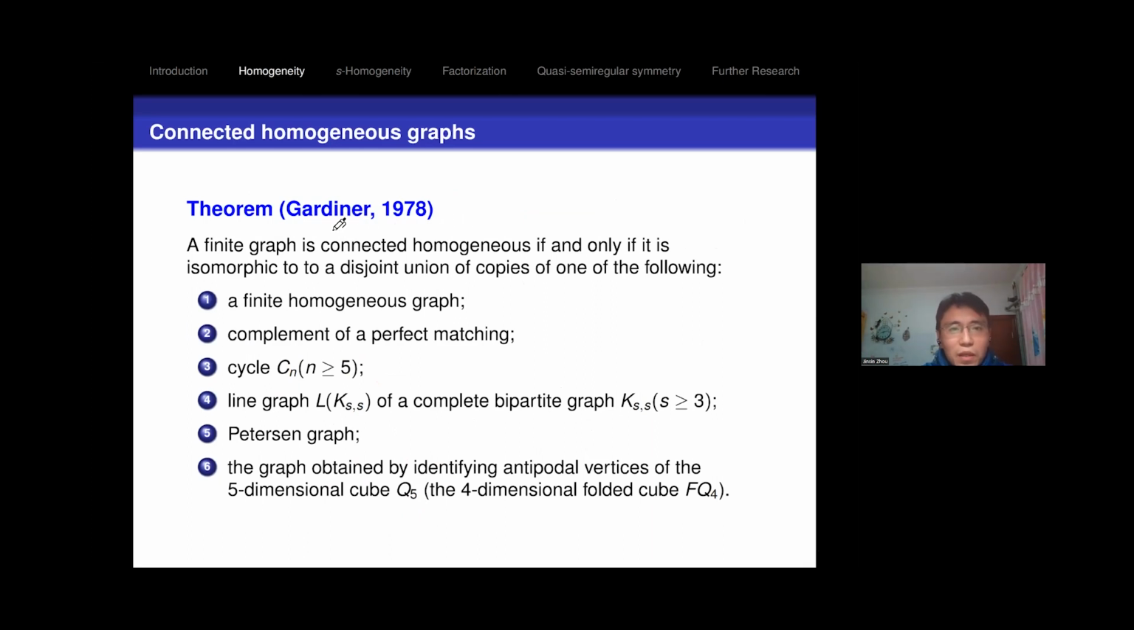Actually, Gardner obtained the classification of finite connected homogeneous graphs, and all the connected homogeneous graphs are listed in this theorem. We have 6 classes of graphs.